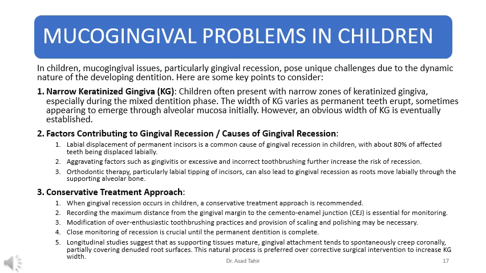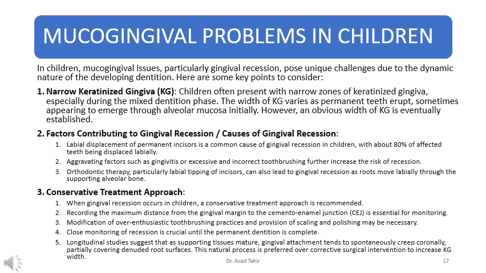Conservative treatment approach. When gingival recession occurs in children, a conservative treatment approach is recommended. Recording the maximum distance from the gingival margin to the cemento-enamel junction, CEJ, is essential for monitoring. Modification of overenthusiastic toothbrushing practices and provision of scaling and polishing may be necessary. Close monitoring of recession is crucial until the permanent dentition is complete.